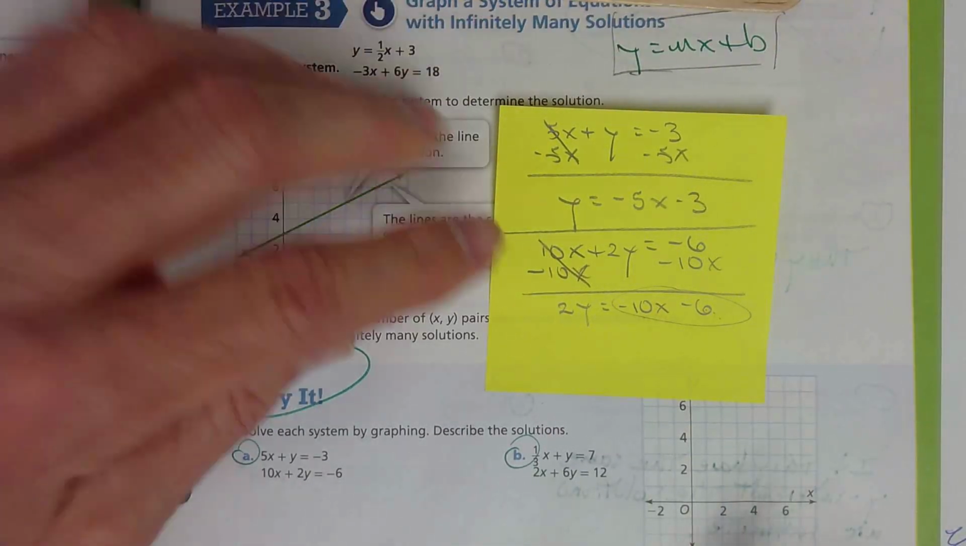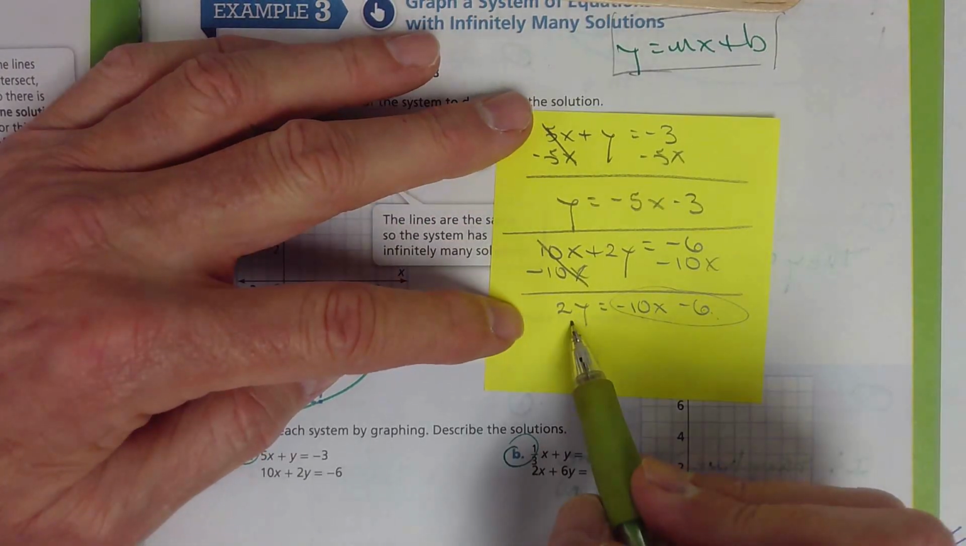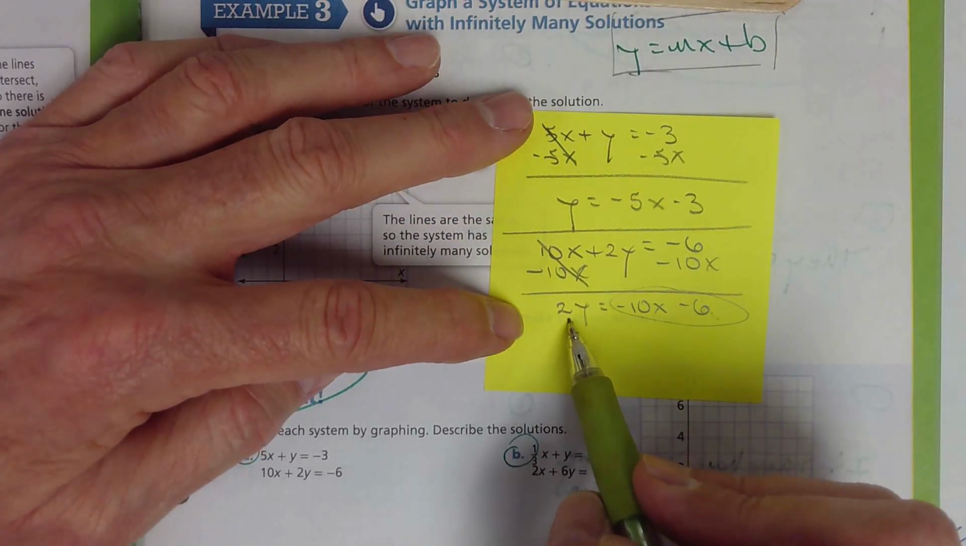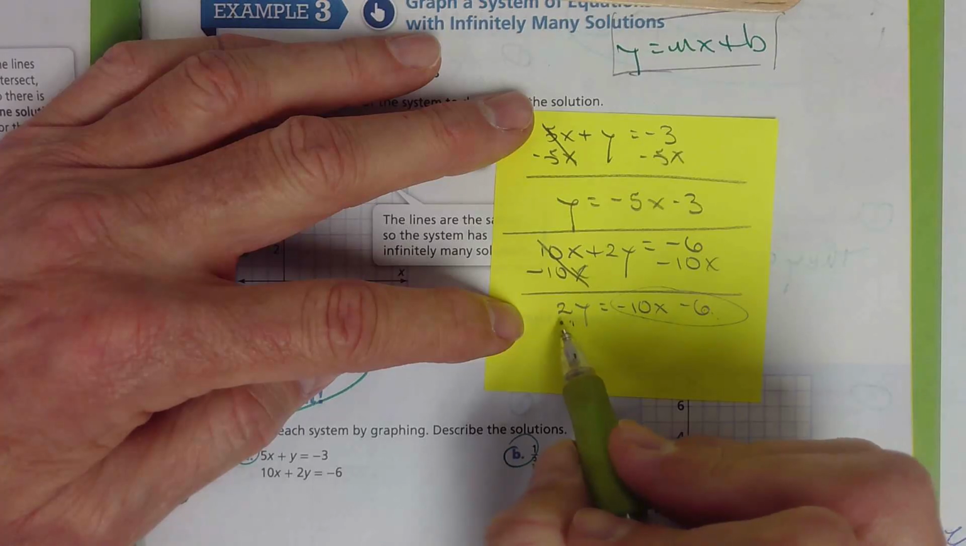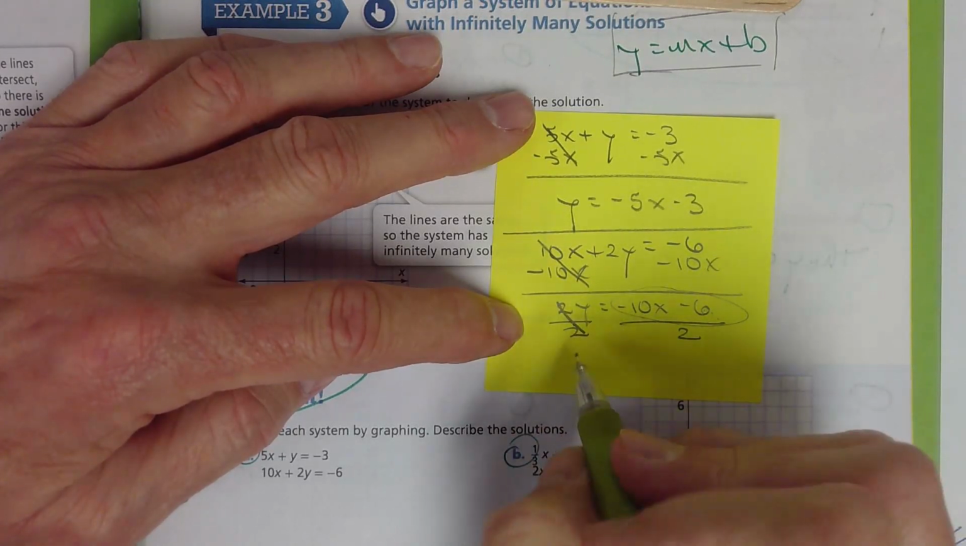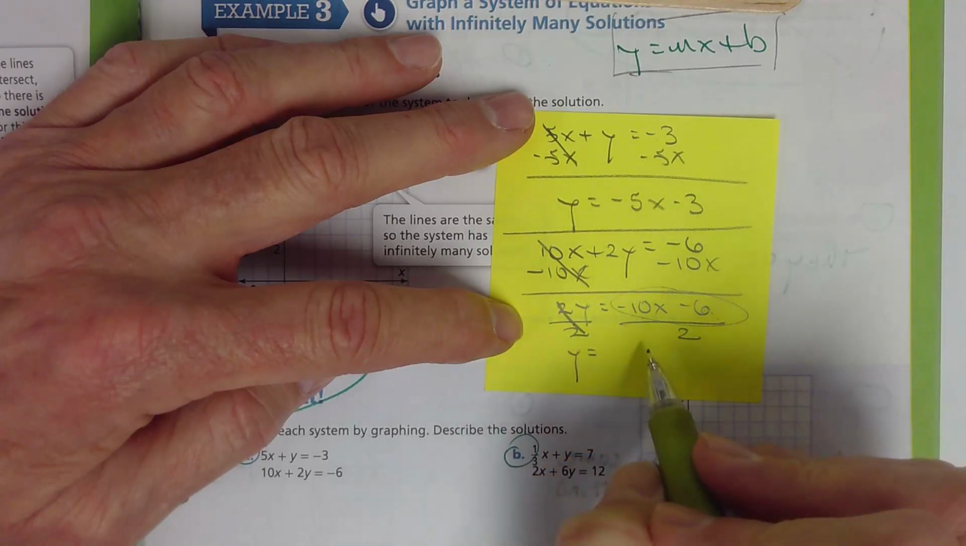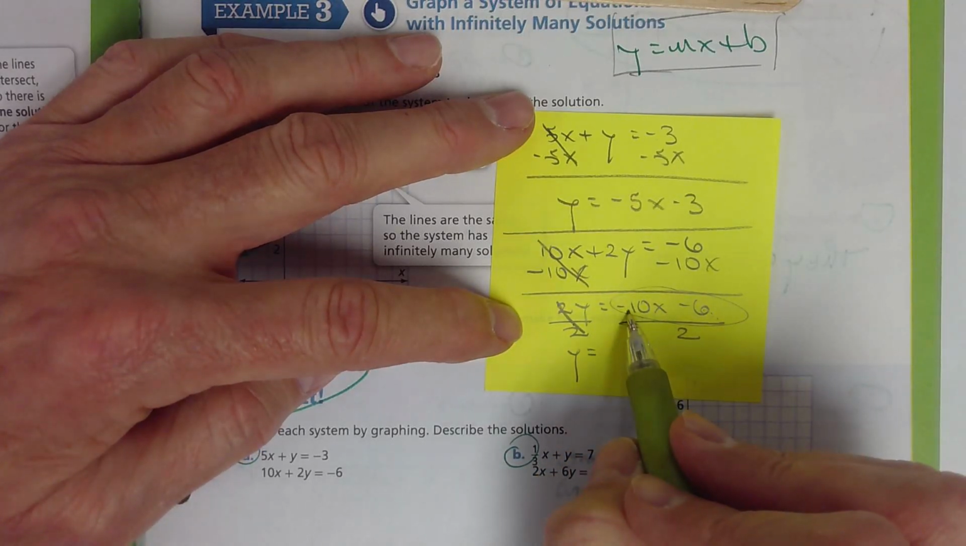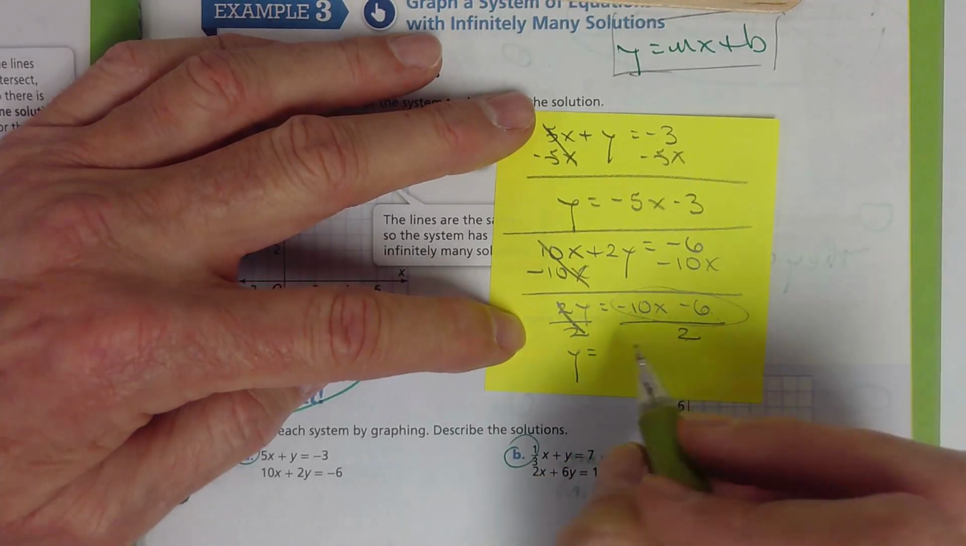But we're not done because we don't have y by itself. What's happening to the y? It's being multiplied, so we divide each side by 2. They cancel out. So now we're left with y equals, well, what's -10 divided by 2?